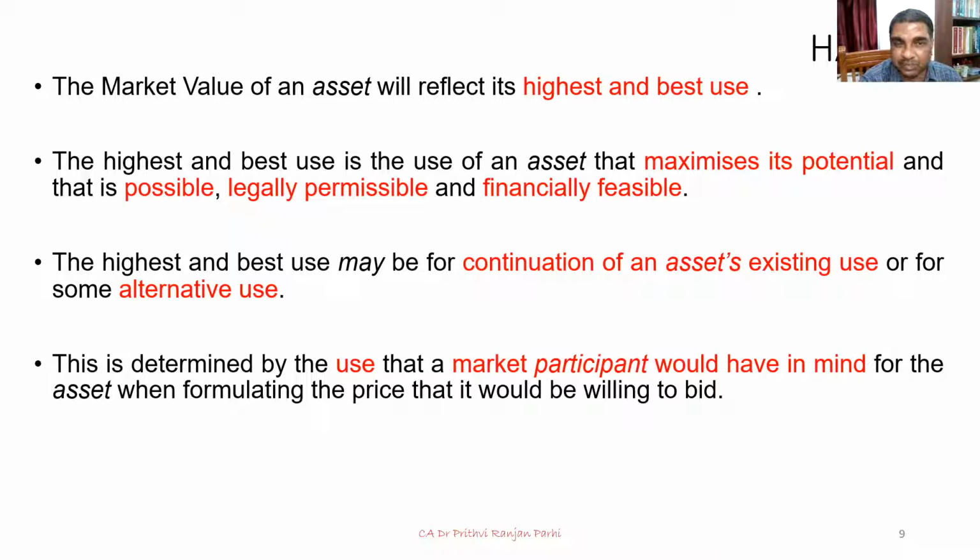Are you getting it? And when I say highest and best use, it may be the continuation of the asset's existing use, or it may be some alternative use. Suppose I am using a car and I want to dispose of it. The person who acquires it may continue to use it for the same use, or may make some alternative use also. So when you're following the market approach, or the market value base, we have to keep in mind the highest and best use of that asset, when the asset is used at its full potential, in a legally permissible way and in a financially feasible manner.